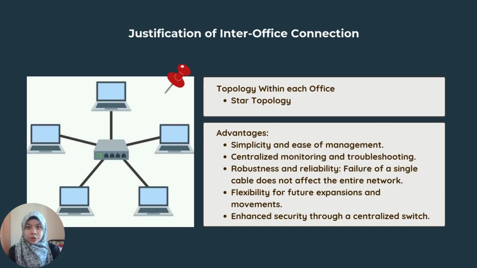Moving to the next part, which is the justification of inter-office connection. Our choice is to establish a star topology within each office. A jargon Centurion Berhad is due to simplicity and ease of management. Then, centralized monitoring and troubleshooting. Next, robustness and reliability. How? Failure of a single cable does not affect the entire network. Next, flexibility for future expansions and movements. Lastly, star topology enhances security through a centralized switch.